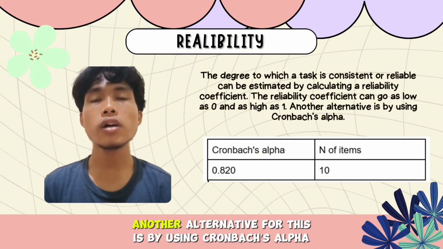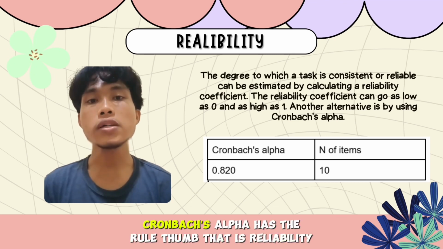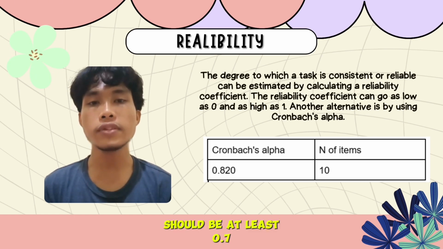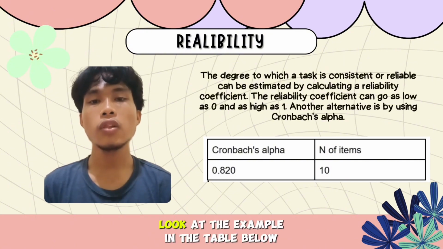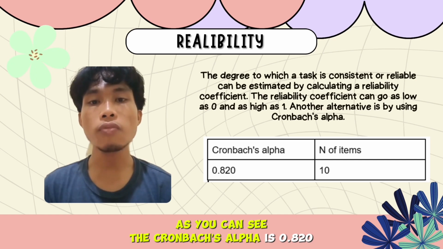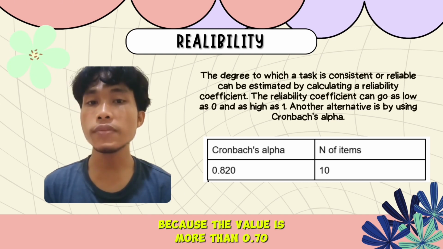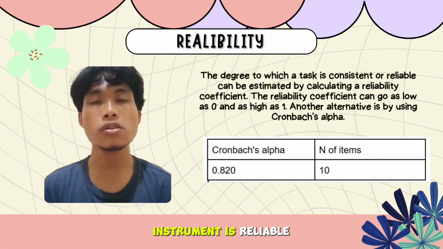Another alternative for this is by using Cronbach's alpha. Cronbach's alpha has the rule of thumb that reliability should be at least 0.7 and preferably higher. Look at the example in the table below. As you can see, the Cronbach's alpha is 0.820. Because the value is more than 0.70, it can be concluded that the research instrument is reliable.